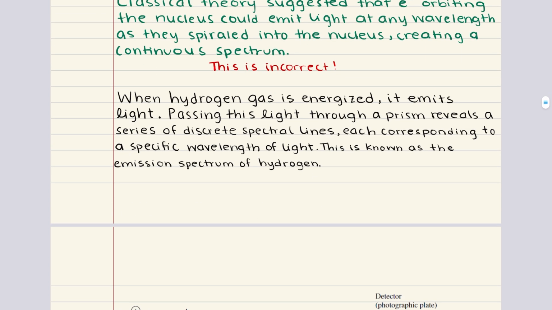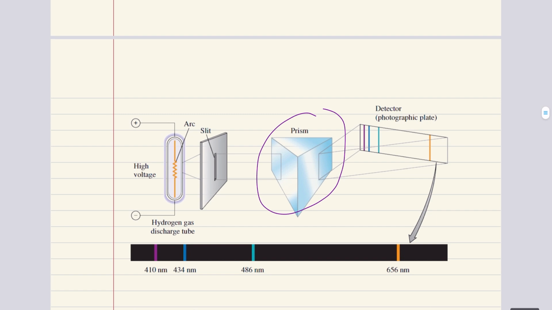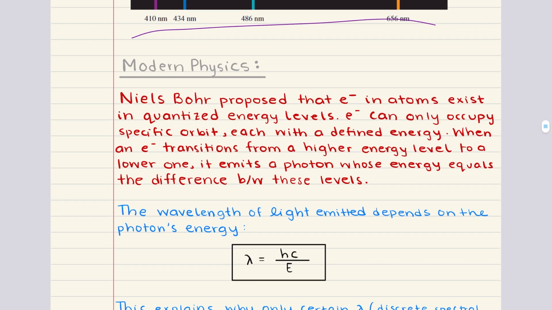When hydrogen gas is energized, it emits light. And when that light is passed through a prism to analyze the wavelengths that are being emitted, the result is not a continuous spectrum. Instead, the light splits into a series of discrete spectral lines, each corresponding to a specific wavelength of light. And this is known as the emission spectrum of hydrogen. These distinct lines revealed that the energy emitted by electrons is not continuous, but instead it's quantized, meaning electrons release energy in fixed amounts. To explain this phenomenon, Niels Bohr proposed a revolutionary model of the atom.